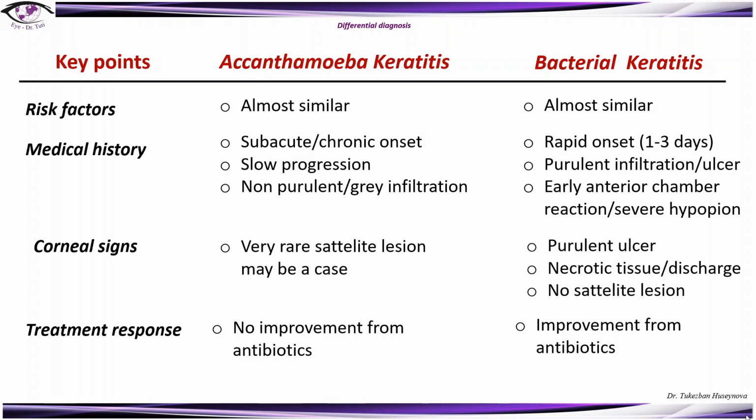From the corneal signs, in the first case, a very rare satellite lesion might be observed, but in case of bacterial keratitis, there is no satellite lesion, there is a purulent ulcer, and there might also be necrotic tissue or discharge. And in terms of treatment response, in the first case, there is no improvement from antibiotics, and in the second case, there is a drastic improvement from antibiotic therapy.